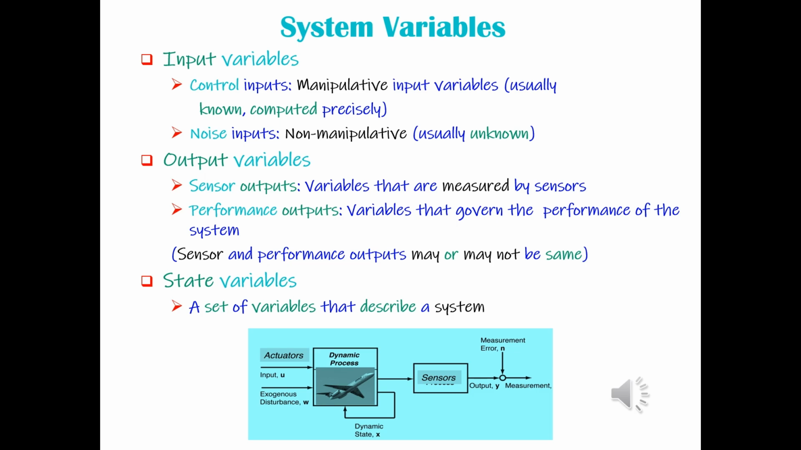Finally, we have state variables. This is a special set of variables that describe the system completely. We'll study these in more detail later, but for now, think of them as the internal memory of the system that captures its full condition at any given time.